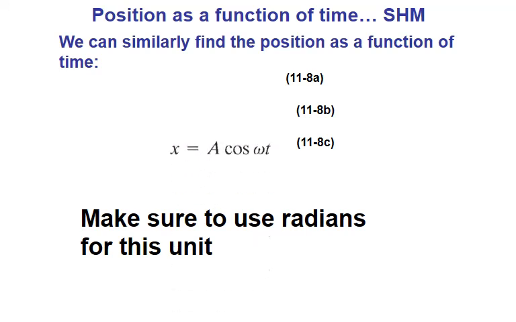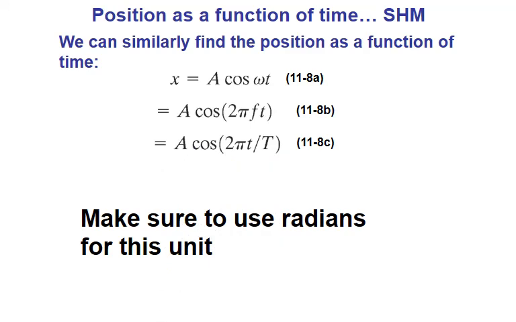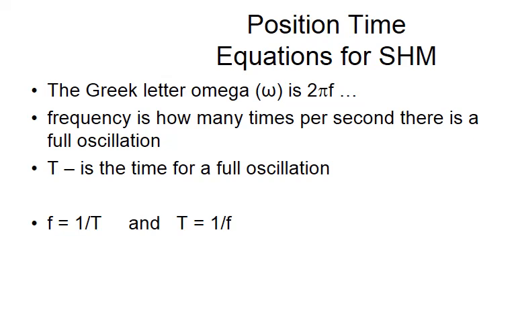All right, so with these functions, position and finding it at different places, where we can figure out the actual location of it. It's very important to remember with this unit that we're doing this in terms of radians and not degrees. As we put these functions in there, be very, very careful that you have this in terms of radians. So position, we talk about the Greek letter omega, that's 2 pi times the frequency. Frequency we know is how many times per second there's a full oscillation. And this is how we calculate back and forth.